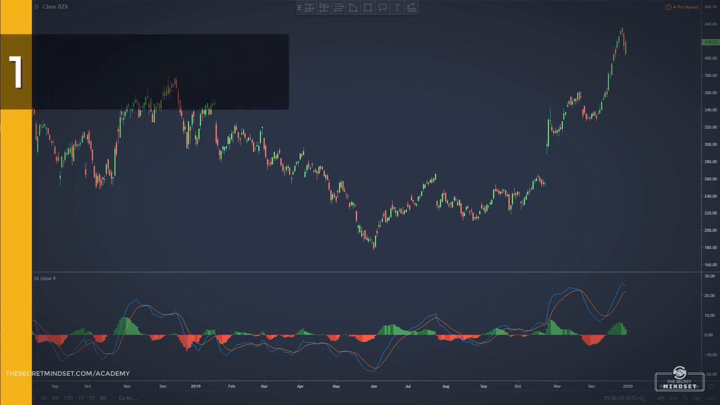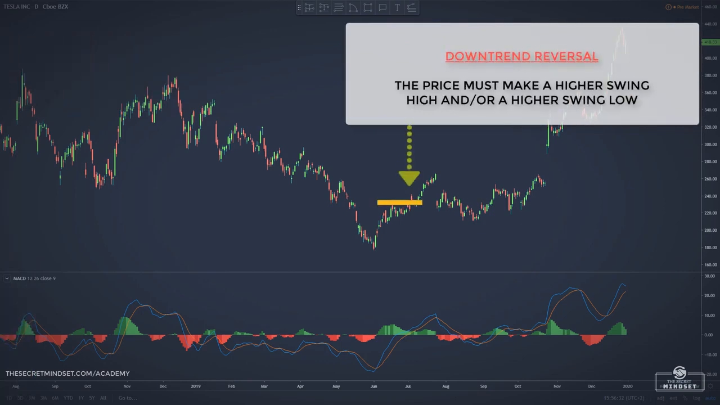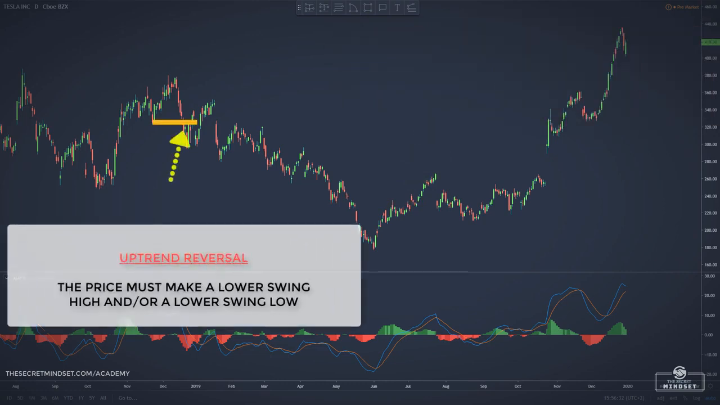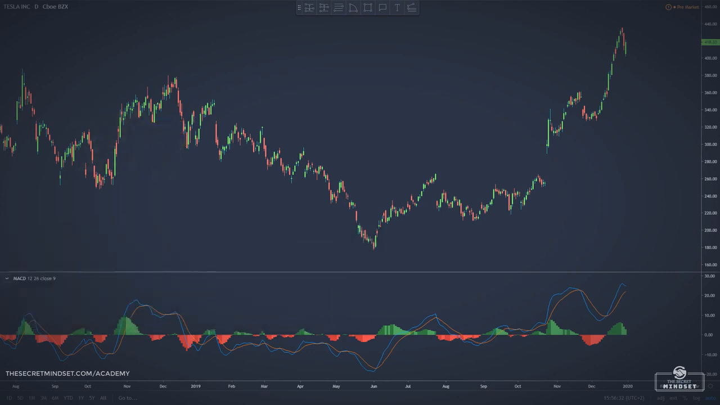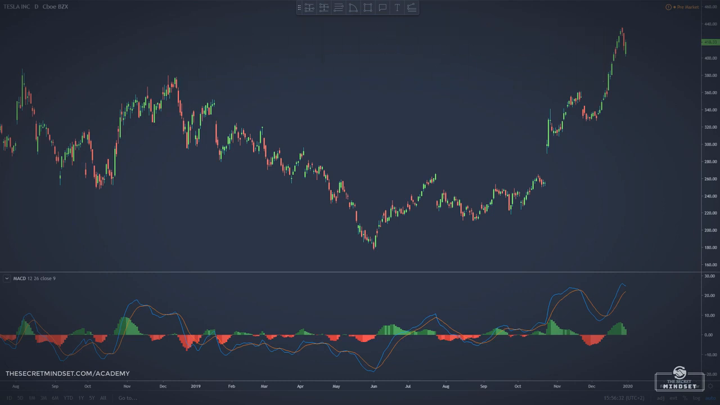The first one, it's safe to say we must focus on the price action first instead of divergence. For a downtrend to reverse, the price must make a higher swing high and/or a higher swing low. To reverse an uptrend, the price must make a lower swing high and/or a lower swing low. Until this occurs, a price reversal isn't present. Whether divergence is present or not isn't important. Traders make money off price movements, not MACD movements.